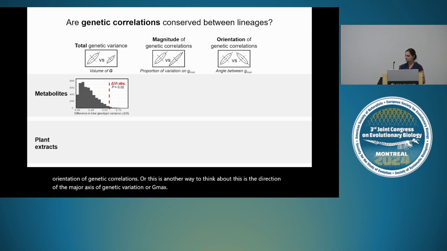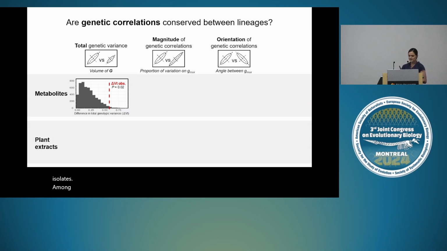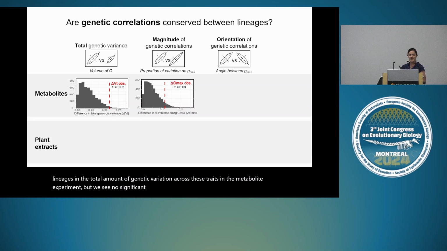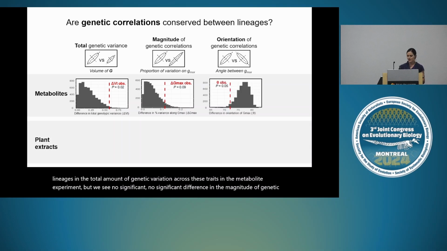So in each case, what we did is we compared the observed difference, which I'm going to show in that dashed vertical line, against a null expectation generated by permuting isolates among lineages. And so what we see is that there's a significant difference between our lineages in the total amount of genetic variation across these traits in the metabolite experiment. But we see no significant difference in the magnitude of genetic correlations. And we actually see when we look at the direction of Gmax that it's more similar between the lineages than we would expect under the null.